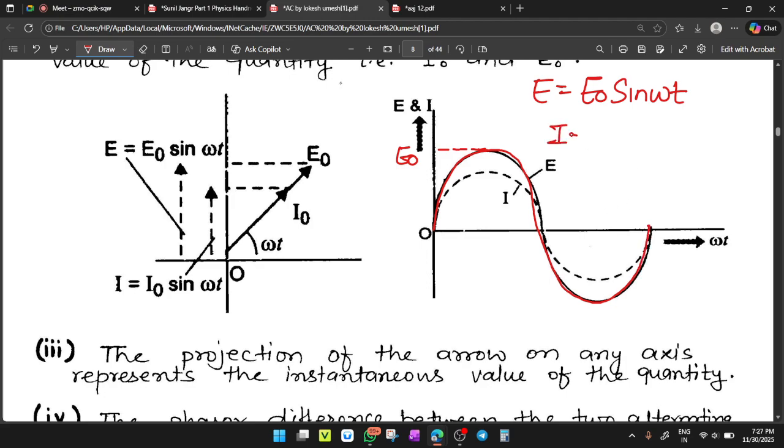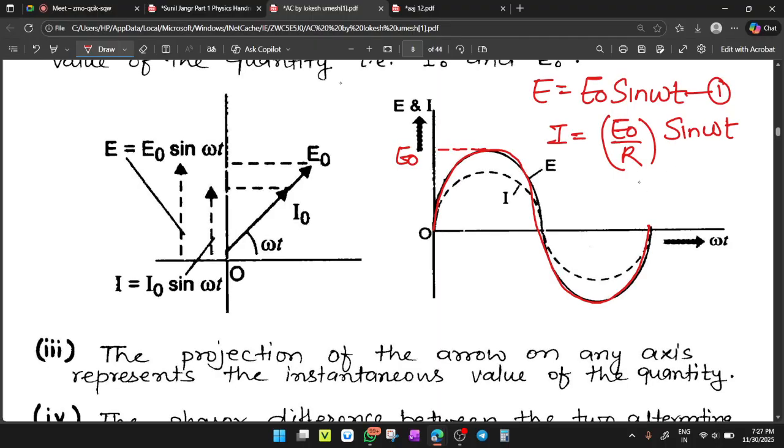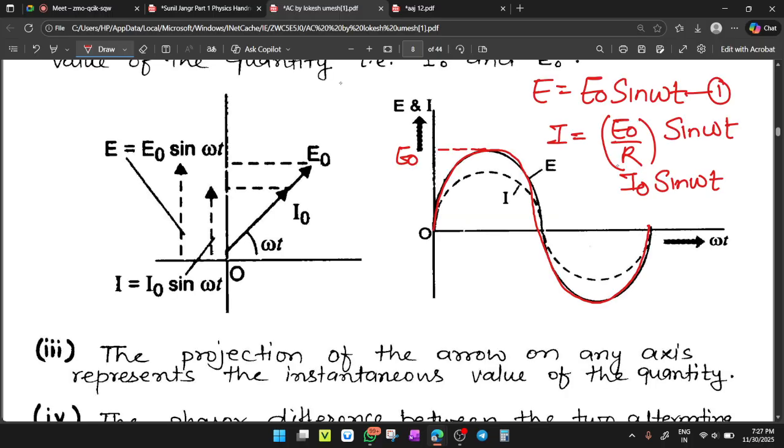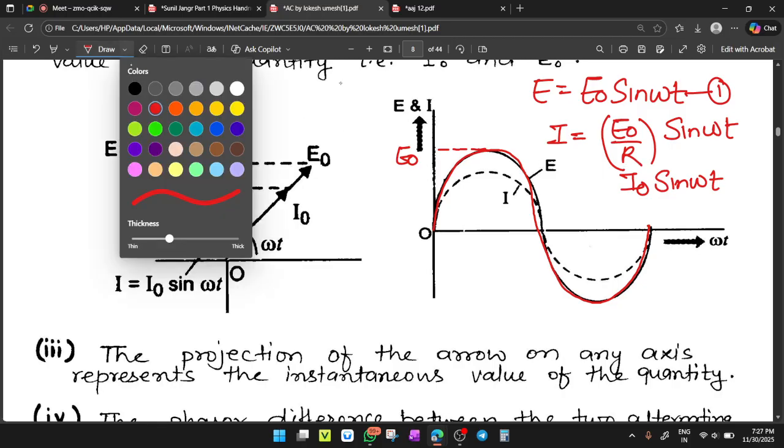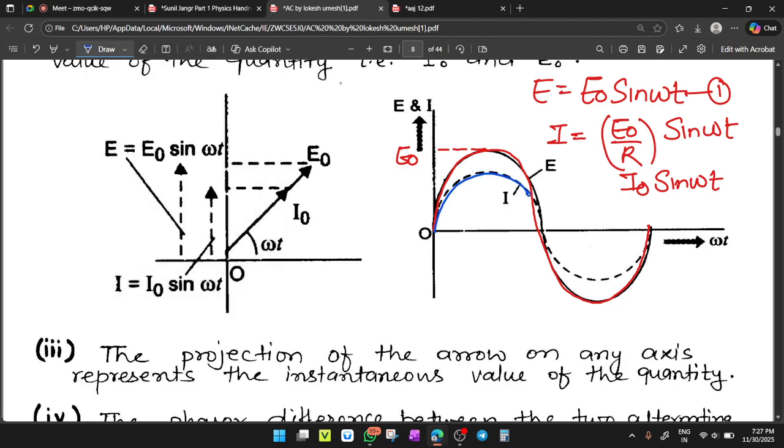Now what is I actually equals to? E naught by R, which means you divide the first equation by a constant, so it becomes E naught by R sine omega t. So this becomes E naught by R equals I naught sine omega t. Clear or not? Since we divide E naught by R, the value will be reduced. So a new wave diagram for the alternating current will be like this.